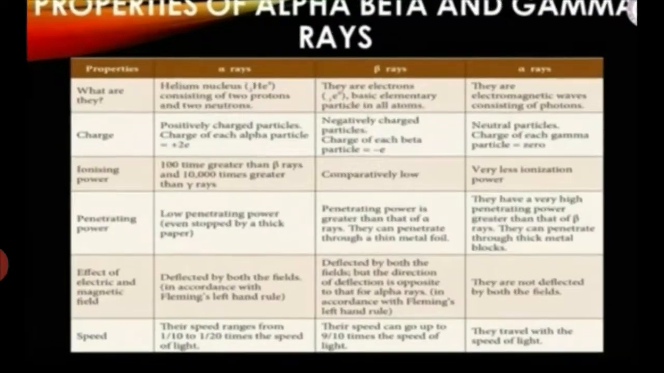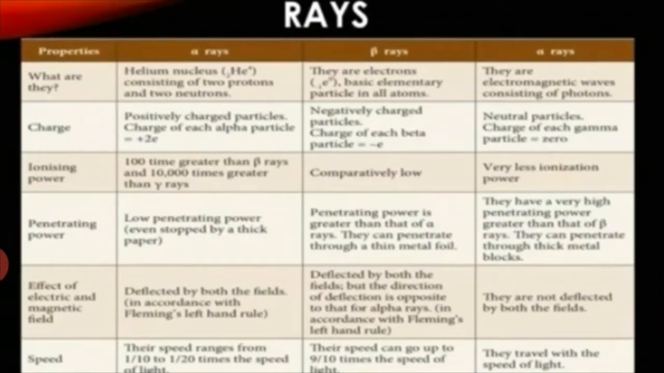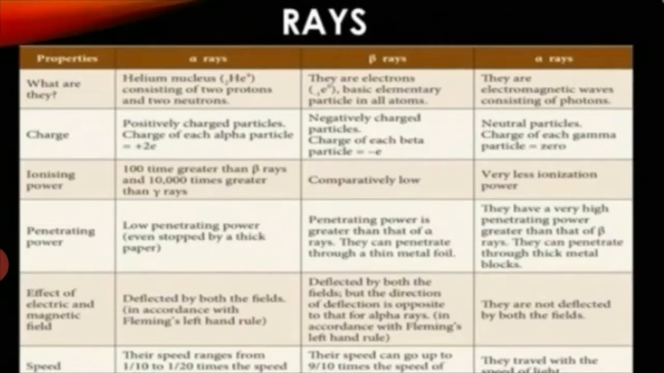First one, properties. What are they? Alpha rays, helium nucleus 2He4 consisting of 2 protons and 2 neutrons. Beta rays, they are electrons, -1e0, basic elementary particles in all atoms. Gamma rays, they are electromagnetic waves consisting of photons.